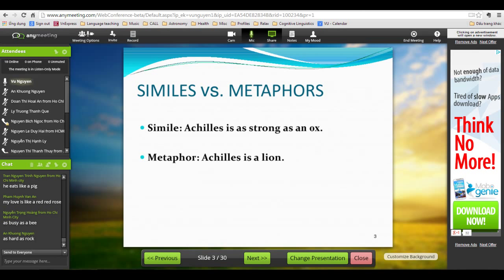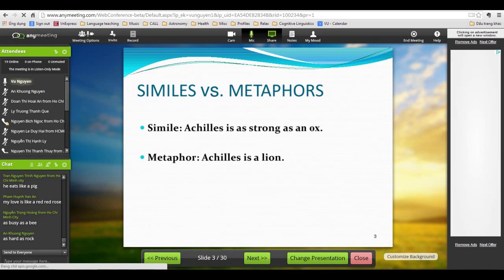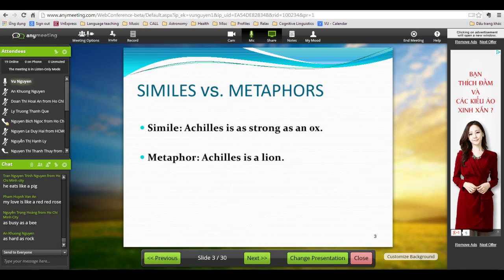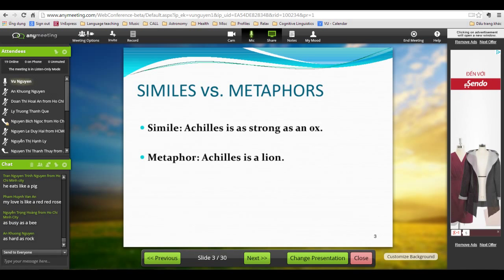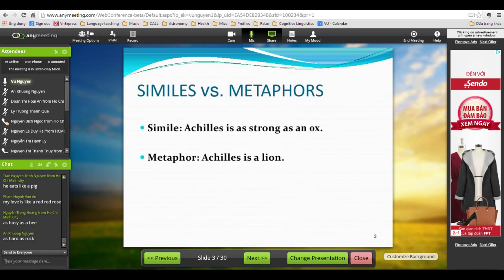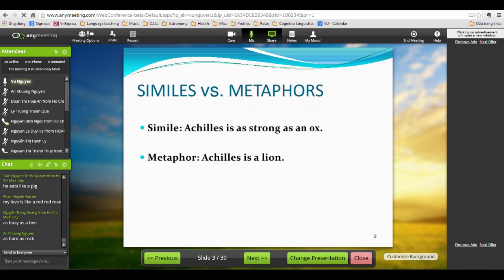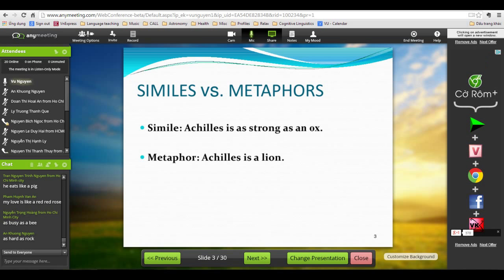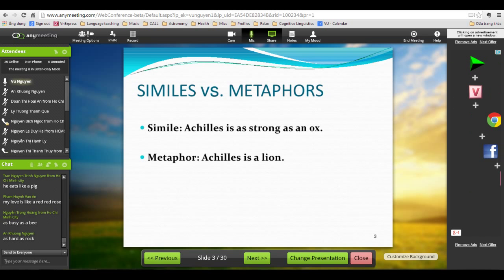In metaphor, okay, the comparison is not literally true. So Ashin is not a lion, right? When I say Ashin is a lion, I try to map the characteristics, the qualities of the lion to Ashin. And okay, only humans can make this kind of conceptual processing. We know that the actual meaning of this language expression is that Ashin is very courageous, is very brave, and is very tough.